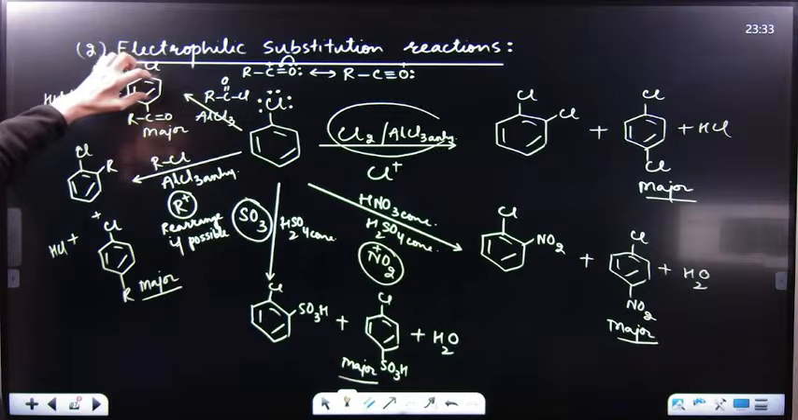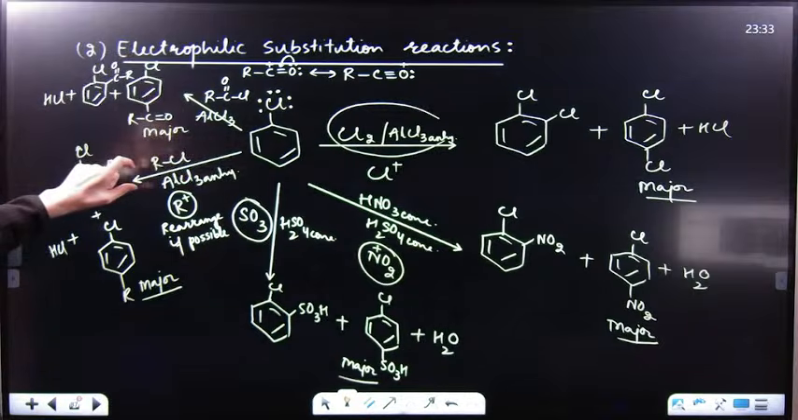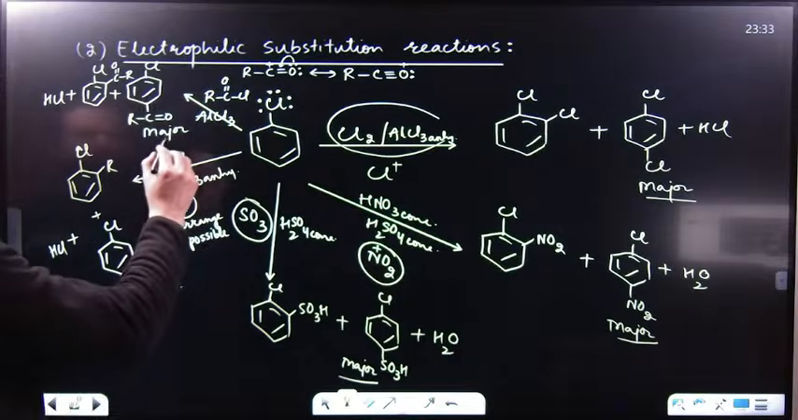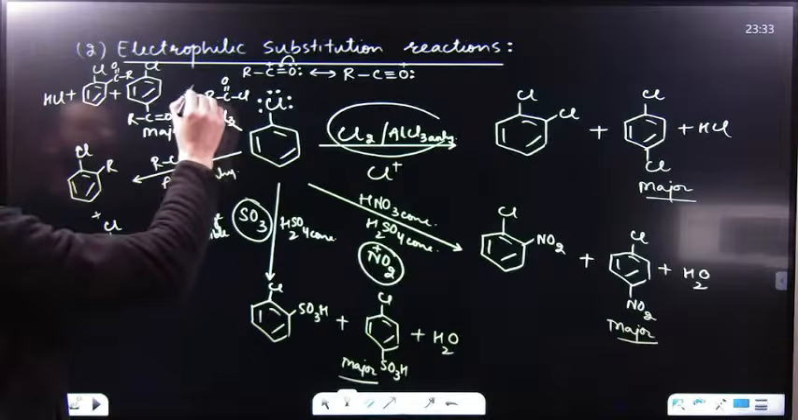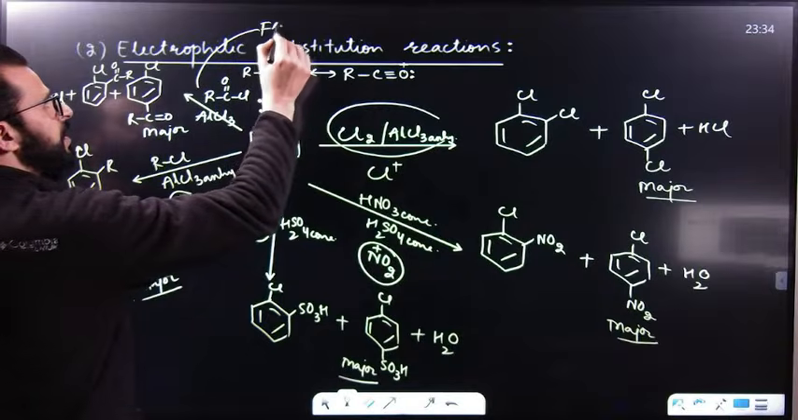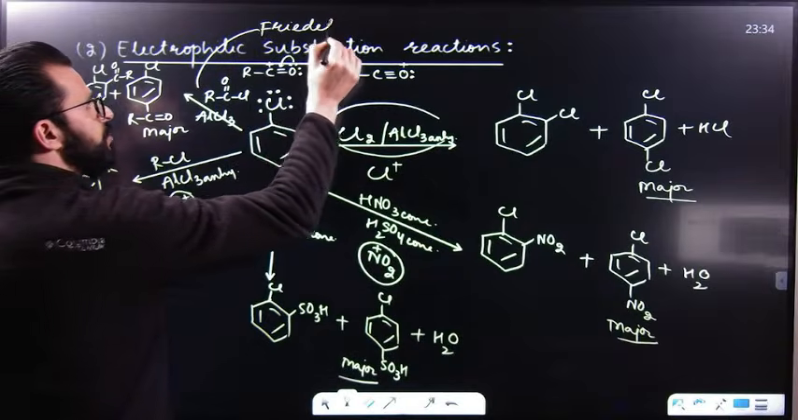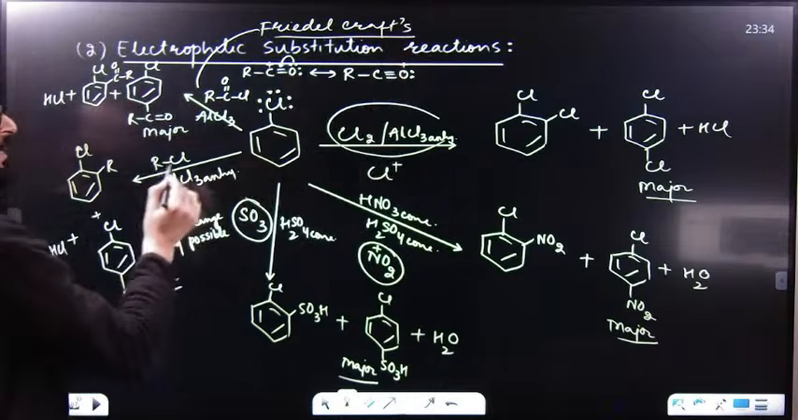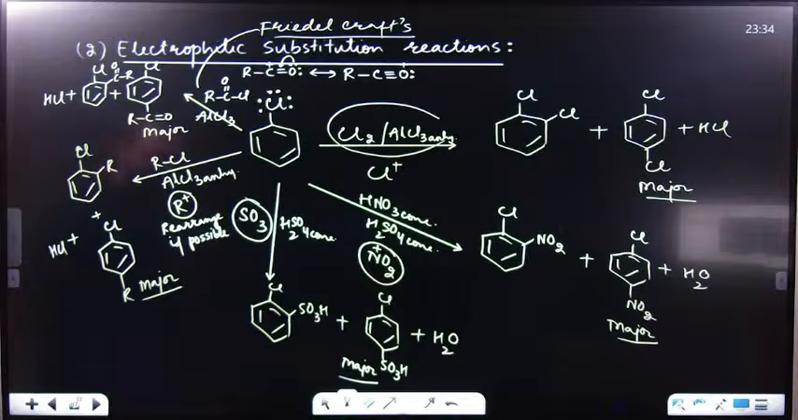So, this is Friedel-Crafts acylation, Friedel-Crafts alkylation. So, these two reactions are Friedel-Crafts reactions. You can write down over here. These are Friedel-Crafts reactions. So, Friedel-Crafts reactions are of two types: Friedel-Crafts alkylation, this one, and Friedel-Crafts acylation, this one. So, I hope this is clear to you.